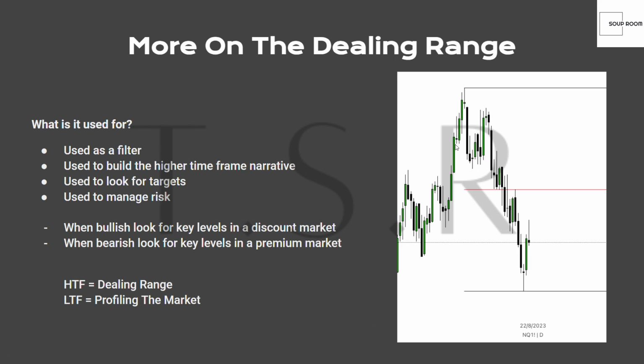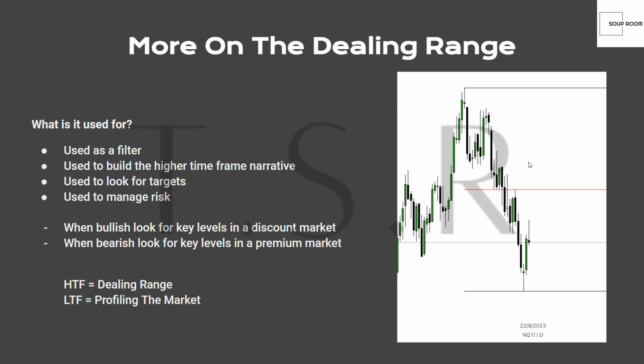Next, we locate the key level, second filter. Key level and dealing range come from the higher time frame. Now we drop down time frames to the lower time frame. Let's say this is a daily, you would drop down to an hourly. Look to profile the market. Either an hourly or 15-minute is allowed.